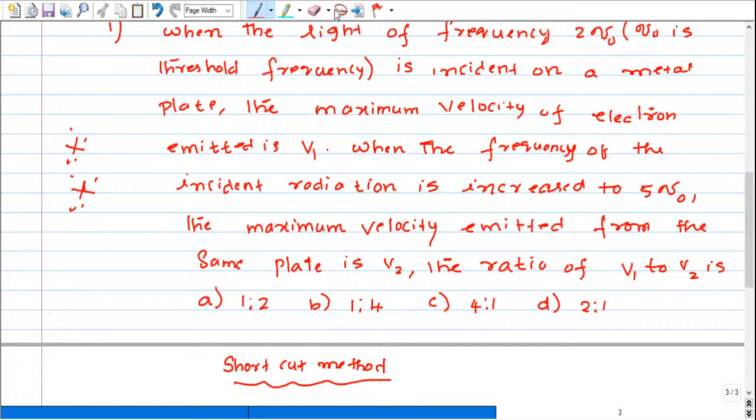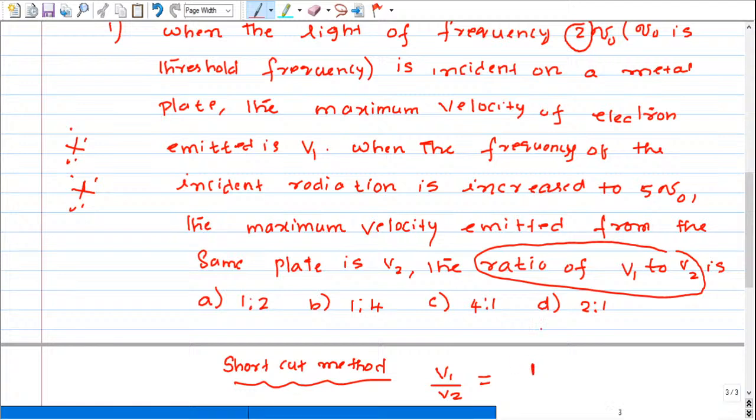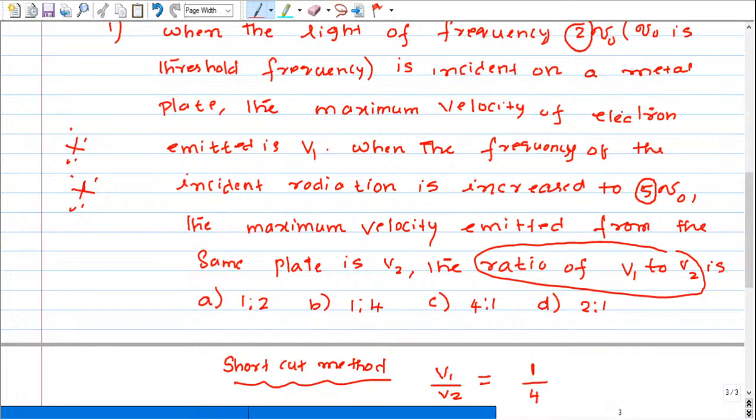First write down what is given. Given ratio of V1 to V2, so you can write first V1 by V2 is equal to. Just see what is the number here. If it is 2, you write down 1. Then again you see what is the number here. If it is 5, you write down 4. You got it? If it is 2 you write the before number, if it is 5 you write the before number, and you divide it. Take a square root. For all the sums in this model.